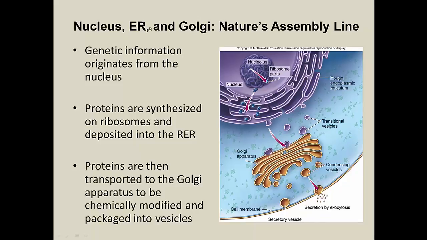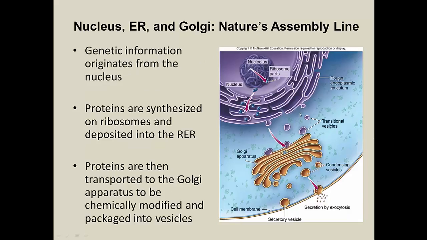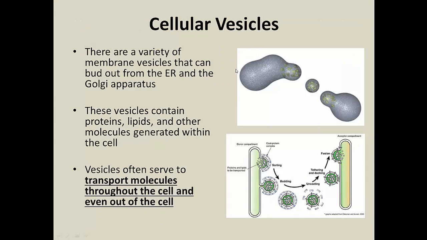Okay, so that's kind of how the Golgi apparatus works in conjunction with the nucleus and the endoplasmic reticulum. Kind of this one great big long chain of events here, and that's why they refer to this as nature's assembly line. It's a lot like a factory assembly line. So another note on these vesicles, they call them transitional vesicles here. Here they're referring to them as cellular vesicles, kind of the same thing.